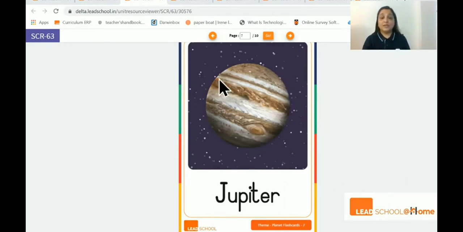Do you know that this is the biggest planet in our solar system? Jupiter is the biggest planet. Also, it spins faster than Earth and it is so big and so bright that we can see it in the night sky. If we know where to look, we can see Jupiter in the night sky. So now you know a lot of things about planet Jupiter.